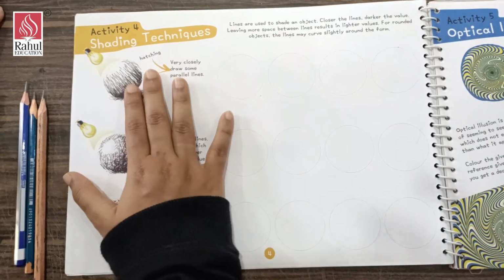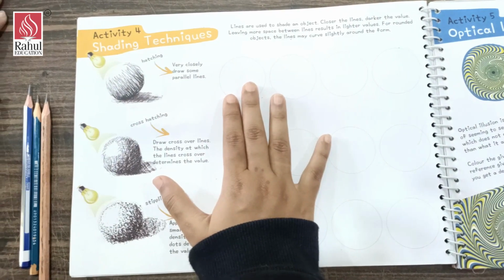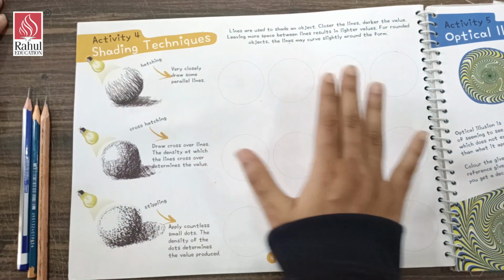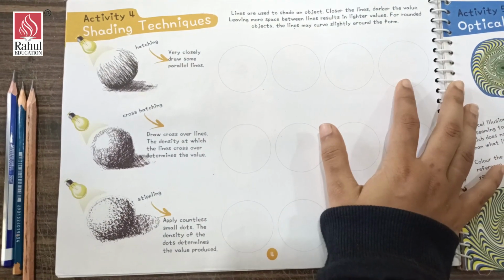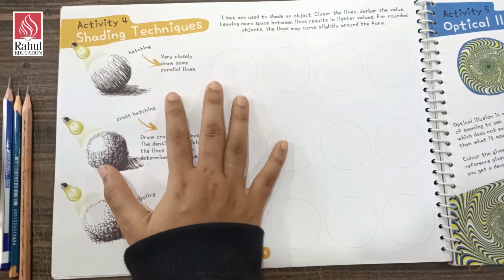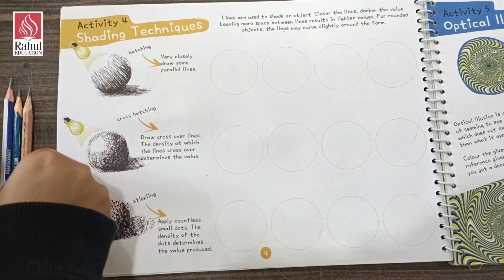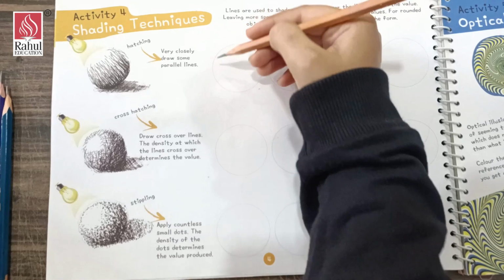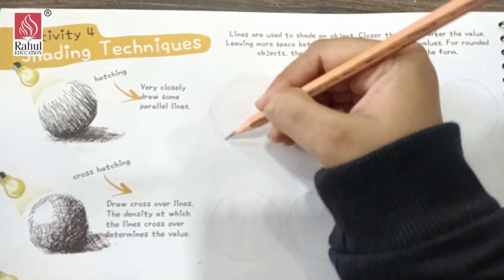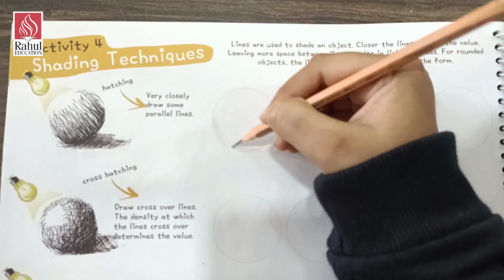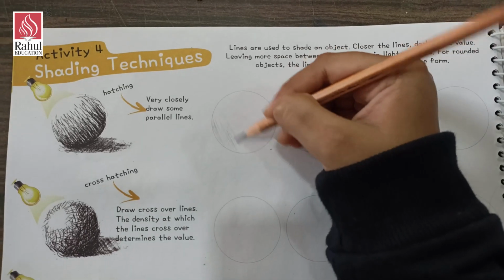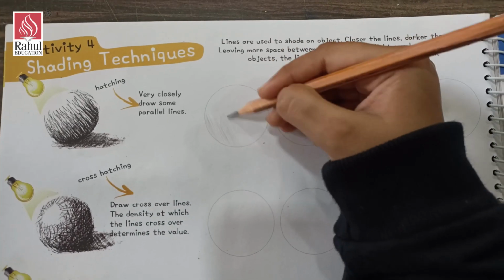First we are going to do the hatching technique. We'll start with lighter, medium and darker, and the final object in this last round. Very close, draw some parallel lines. So I'll show you how to do hatching first. We just have to draw these lines straight, like this. So here will be our lighter tone.